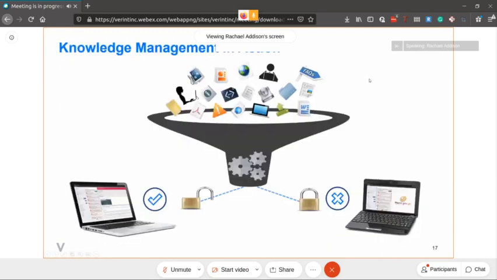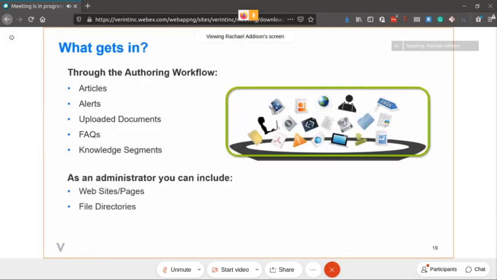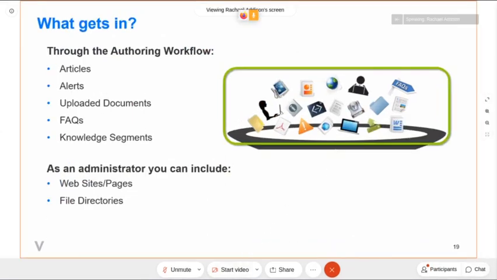Okay, so we have an image here to display the knowledge management in action. So what I'll do is I'll just talk about each different section so that we can visualize what's happening in the process of getting the content into the system. So first off, we need to decide what goes into the system. So going through the authoring workflow, things like articles and alerts, any documents, FAQs. So there's the different types of content to create.